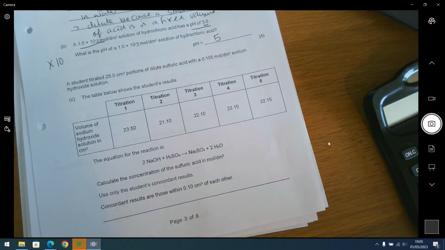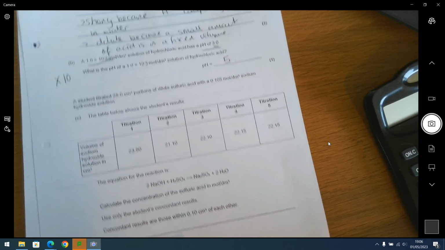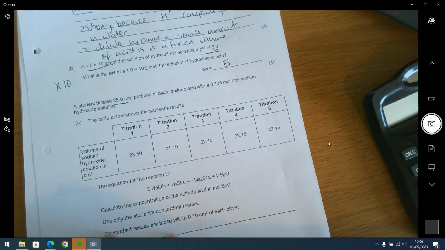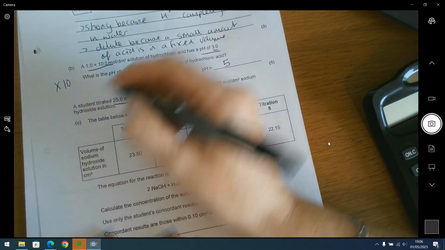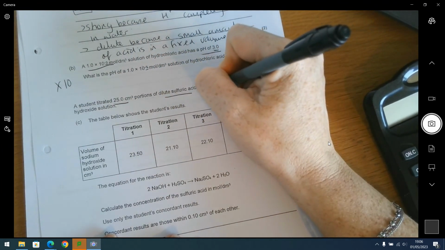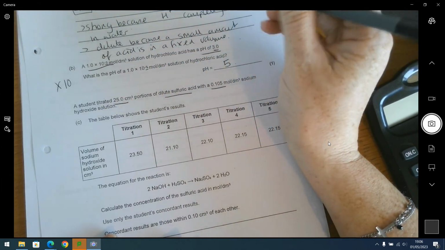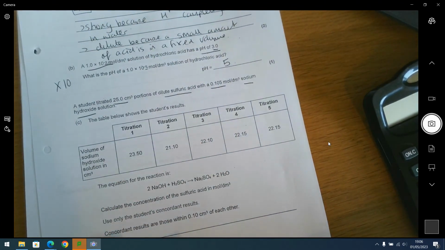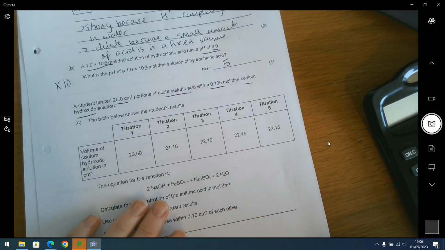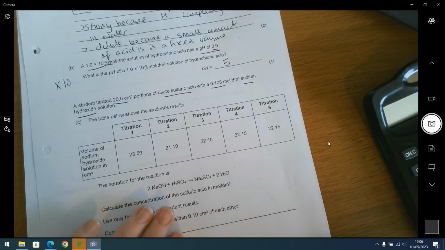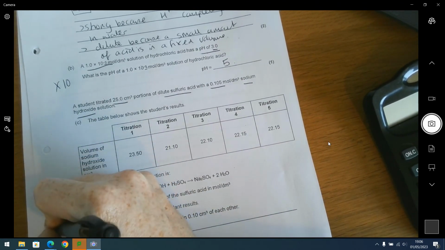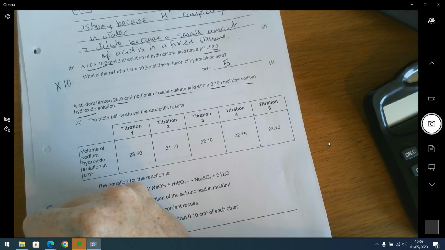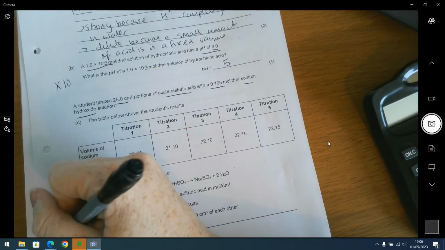This time we've got another titration question, and this question is out of 5 marks in total. It says that a student titrated 25 centimeters cubed of sulfuric acid with 0.105 molar decimeters cubed of sodium hydroxide. So I look at my equation because they'll always give me my equation. I write down the side that cats verbally abuse mice and rats. So concentration, volume, moles, ratio.